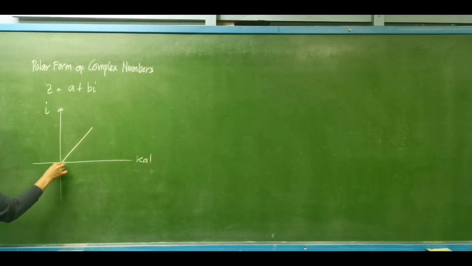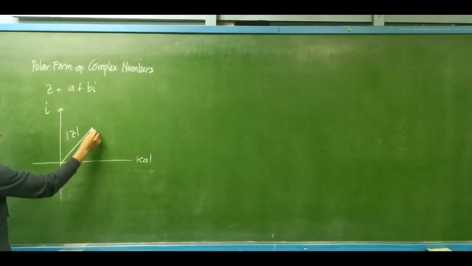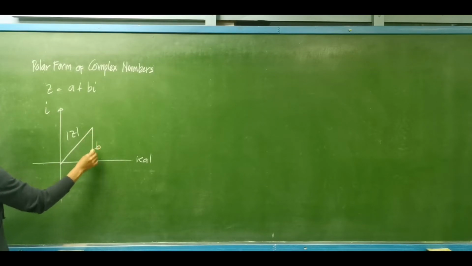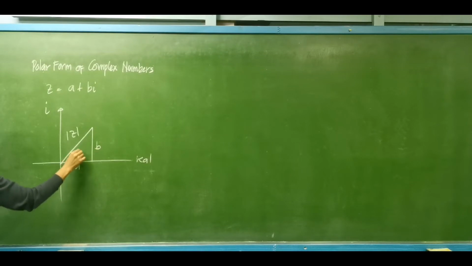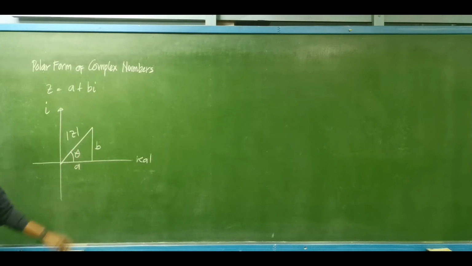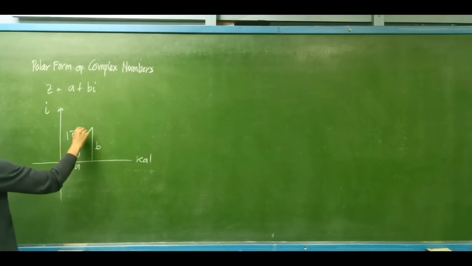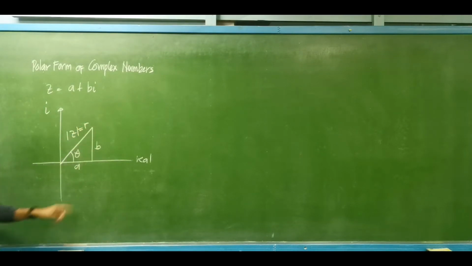So again, we have this line segment. This is the absolute value of z, or the modulus. And this is b, and this is a. So the imaginary part and the real part, and this is our angle theta, or the argument. So how do we have? So we have the value of z is the same as the r, or the modulus.